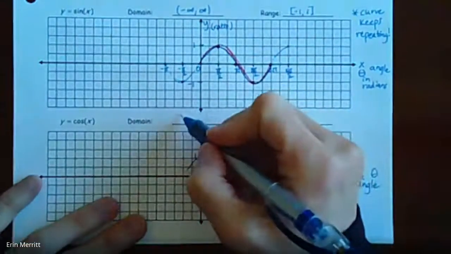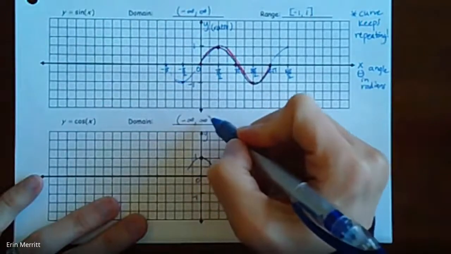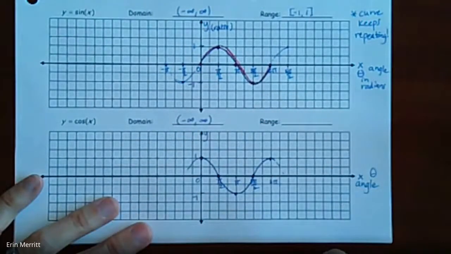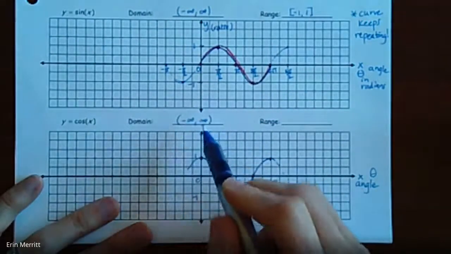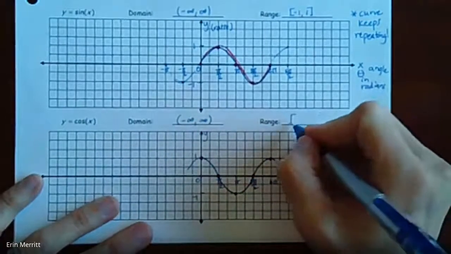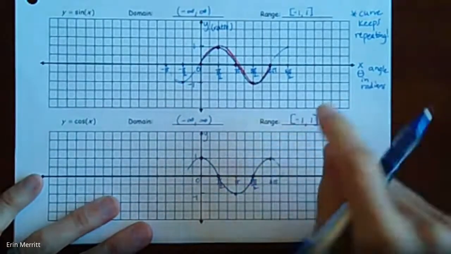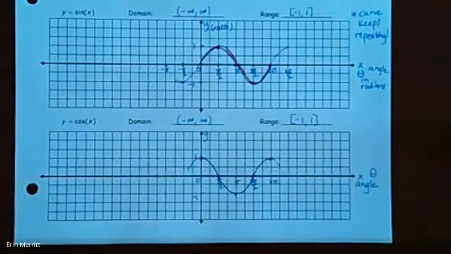But the domain, it goes on forever. So negative infinity to positive infinity. The range bounces back and forth from -1 to 1, and it includes those values. So we use the brackets there. So that's the basic shape.